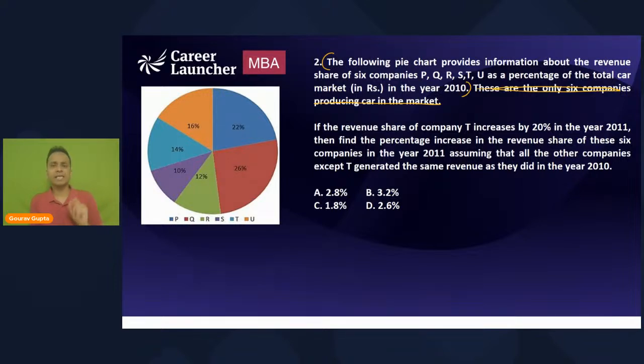Using this first sentence, can I say that these are the only 6 car companies in the market in the year 2010? No, I cannot say that, right? Because it is not mentioned. So there may be other companies, there may not be other companies. So it will not be safe to assume that these are the only 6 companies in 2010. So for this particular question, the next statement, these are the only 6 companies providing car in the market, this becomes very important.